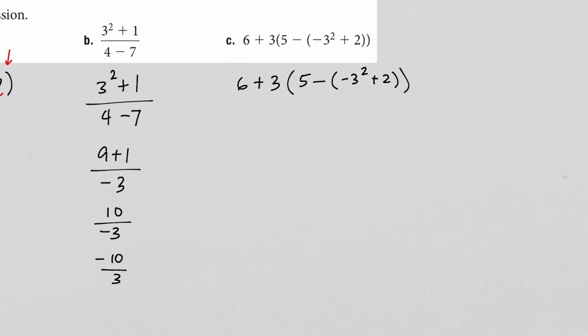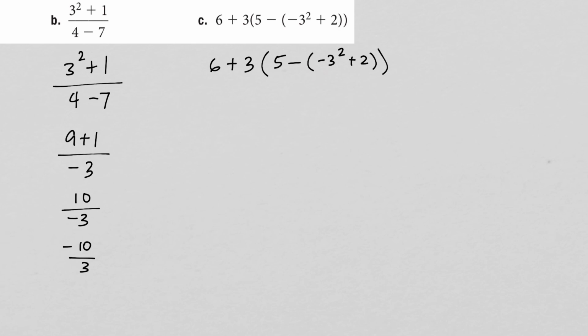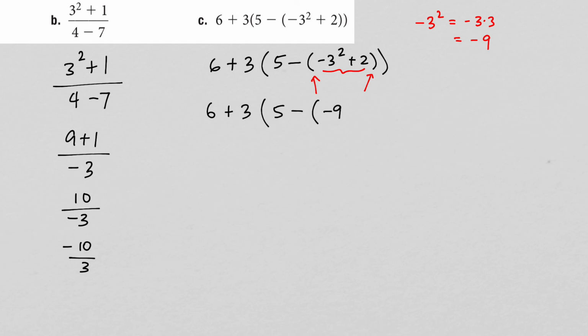But the way order of operation works is you are supposed to start with the innermost parentheses first. So we are starting here, and we're going to work whatever's inside there. So negative 3 squared, this actually means negative 3 times 3, right? So that's negative 9. So everything else stays the same, 6 plus 3 times the quantity 5 minus, and then we have negative 9 plus 2. So all I did there was the exponent inside of the innermost parentheses.